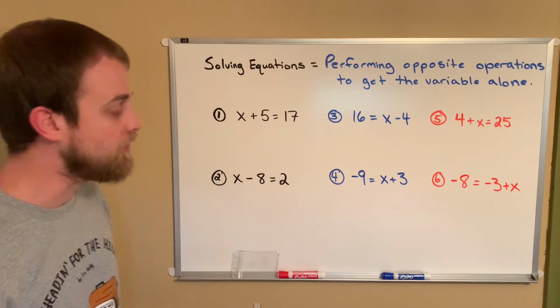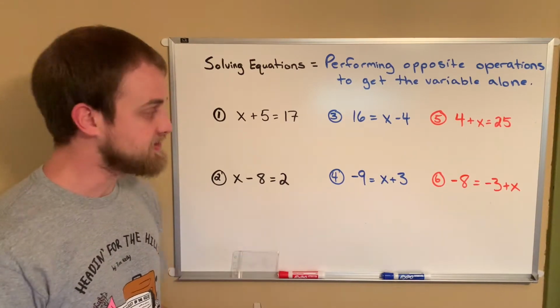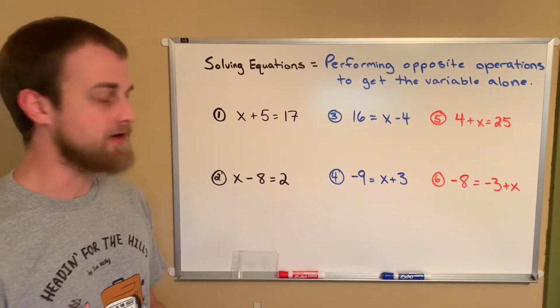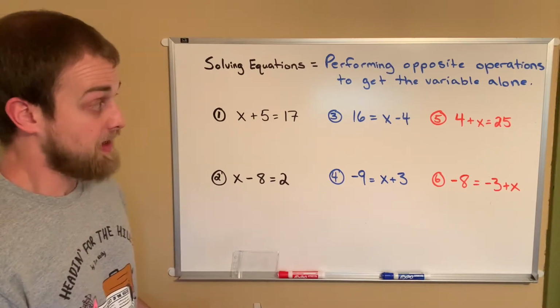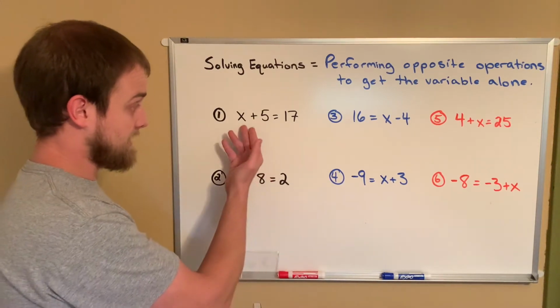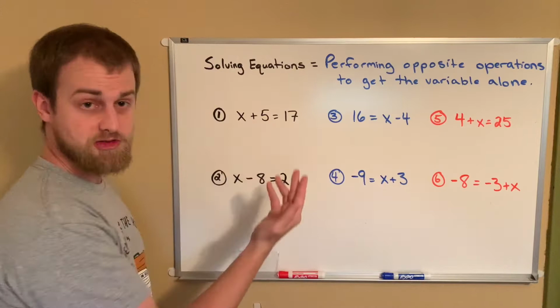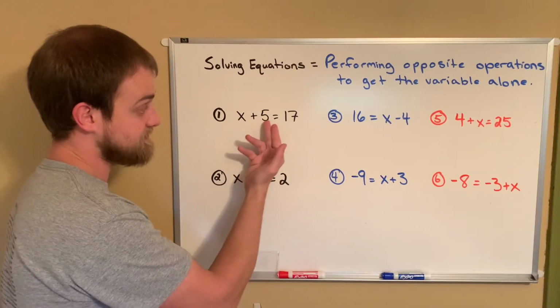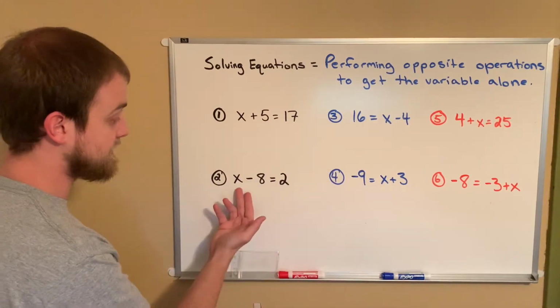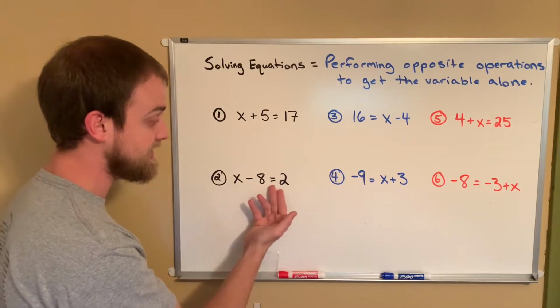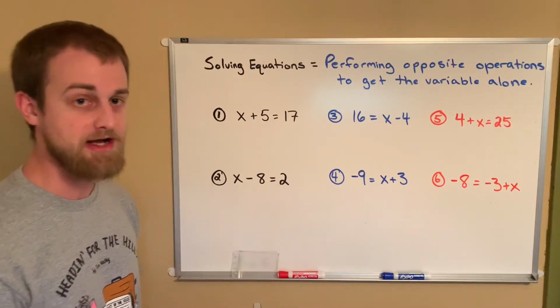And this is kind of the goal here, to do some work to figure out what value goes there. Now, some of you are probably sitting there going, oh, I can obviously see that the answer to this is 12. Why? Because 12 plus 5 equals 17. Oh, I can look here. The answer is 10. 10 minus 8 equals 2. And you'd be absolutely correct.